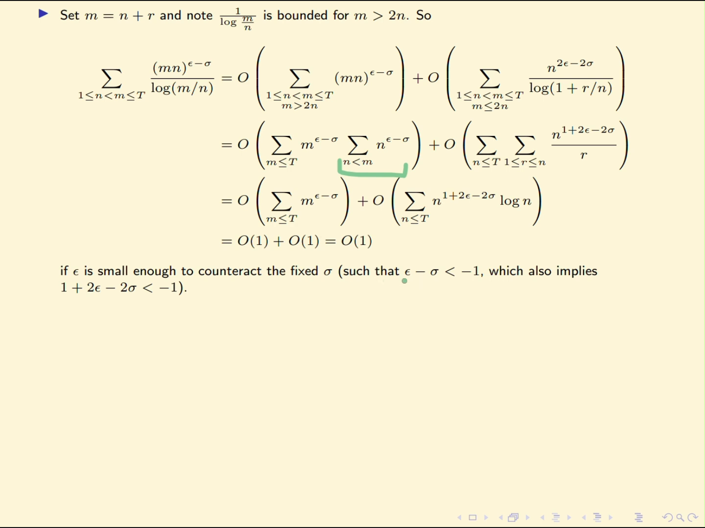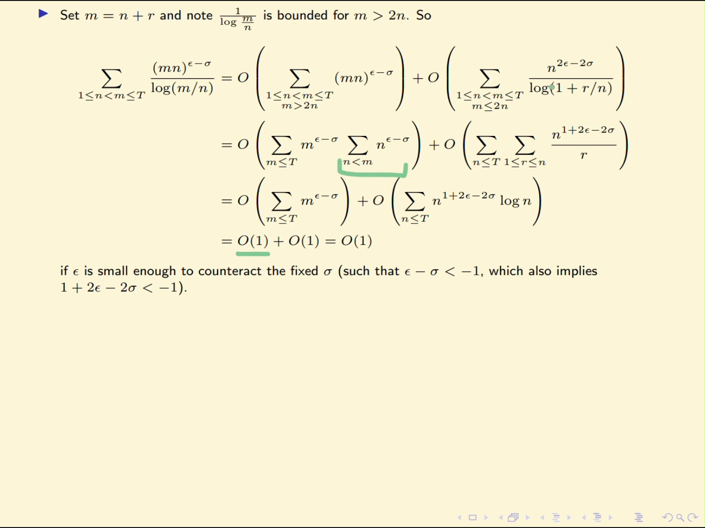This is because you can just pick an epsilon small enough to counteract the fixed delta or fixed sigma, such that epsilon minus sigma is less than -1. If that's true, then this thing is just a finite number, O of 1. In fact, even if this were an infinite sum, it would still converge. But if it's a finite sum, it's certainly bounded, because the infinite sum converges. So this thing is O of 1, and this thing is also O of 1, so that becomes O of 1. So this whole left sum becomes O of 1.